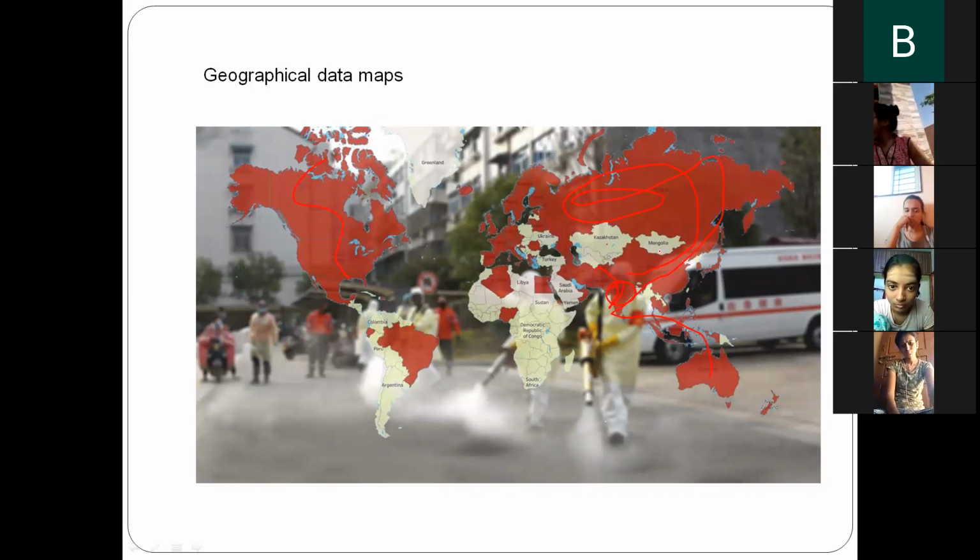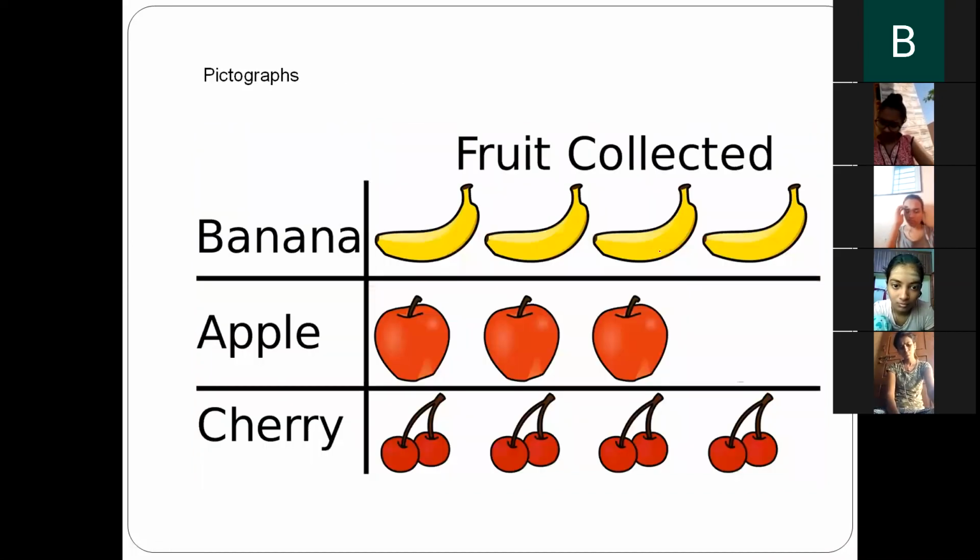Geographical data maps means what? Geographically, you are going to see the data. See, you are going to see the Google Maps now. Whatever data is there in that, that is a geographical data map. Got to know that one? Okay, next we'll move to the next one.